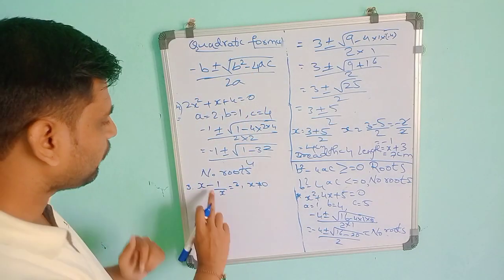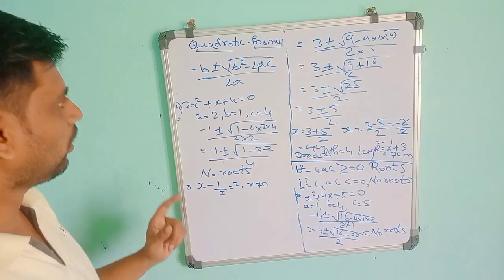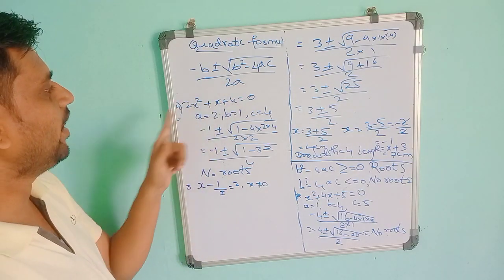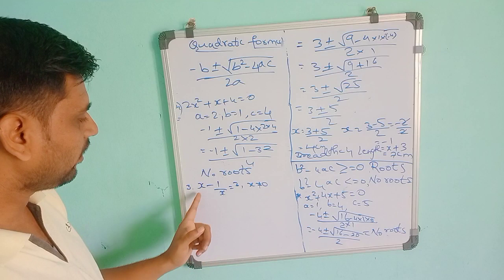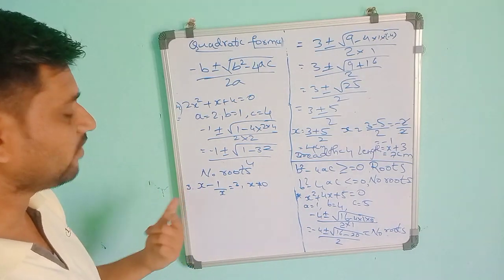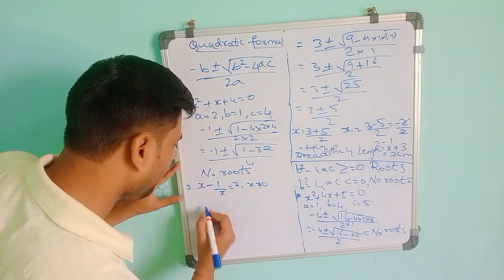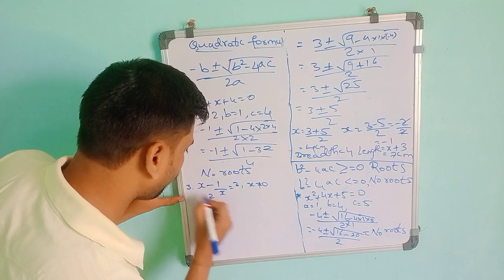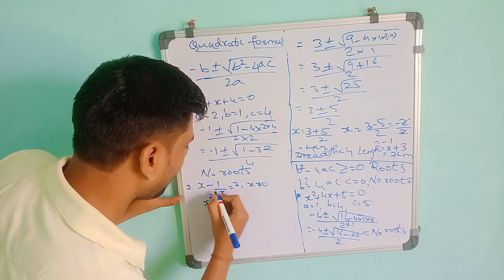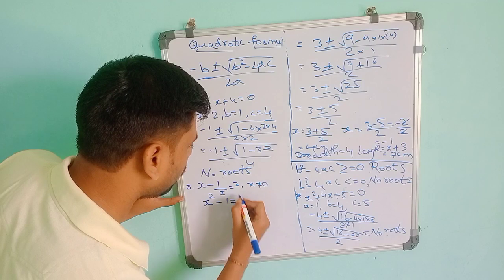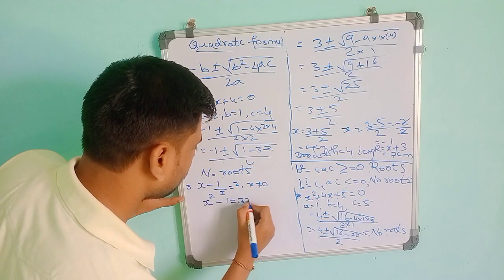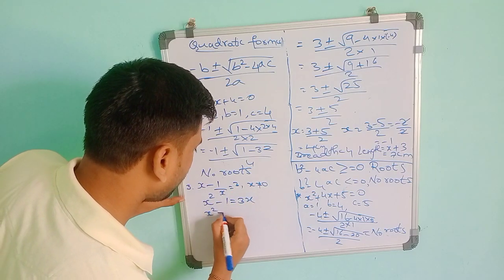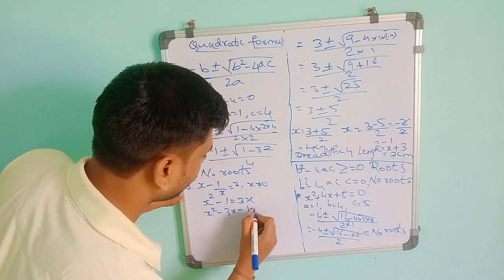When they give x minus 1 by x is equal to 3, you should always see the general form, which is ax square plus bx plus c. But here only x is there. So to make x square, you have to multiply the whole equation by x. So it will become x square, x into x, and 1 by x into x is nothing but minus 1, is equal to 3 into x, 3x. So the equation will be x square minus 3x minus 1 is equal to 0.